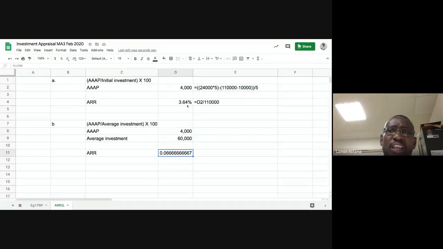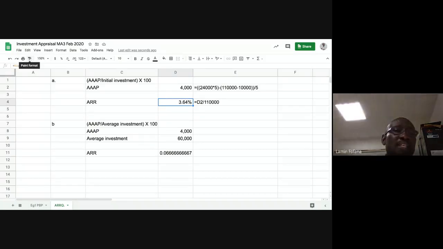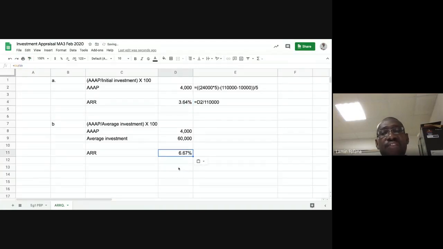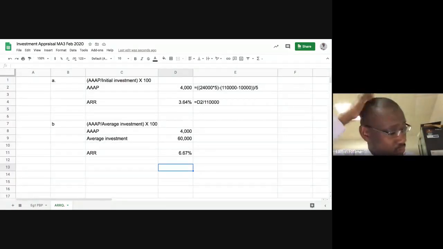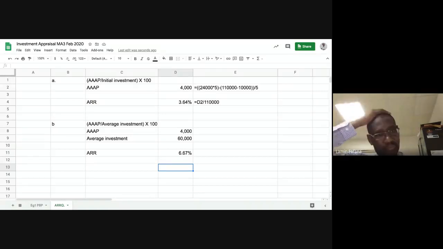So don't bother yourself, after doing one format, clicking this and opening the format menu. Use the format for the 3.64. Just click on it and click the paint format. In Excel, it's called paintbrush. So just click on this and then come and click here. You see, it gives you the format straight, 6.67. Or if you want to take it to 1 dp, it's 6.7. Okay, so I think this is where we're going to stop for the day.